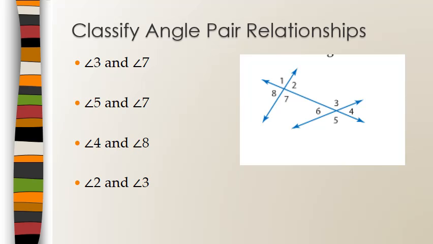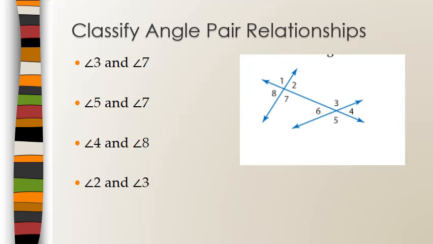Well, when we have two lines that are intersected by a transversal, this is going to create 8 pair of angle relationships. And we've got interior angles and exterior angles and corresponding interior angles and alternate interior angles and alternate exterior angles, as well as corresponding angles. And we're being asked here to identify a few of these angle relationships.